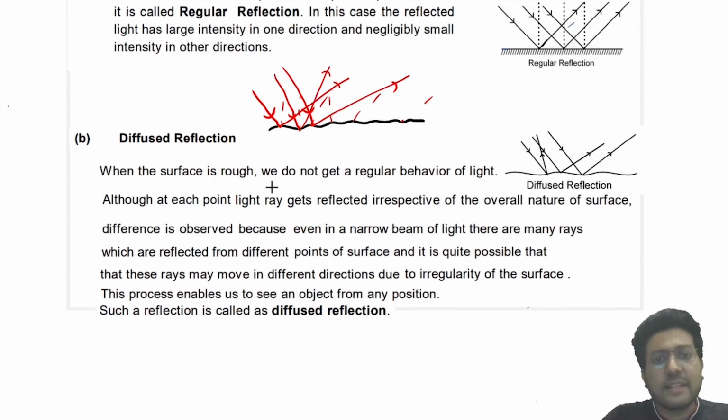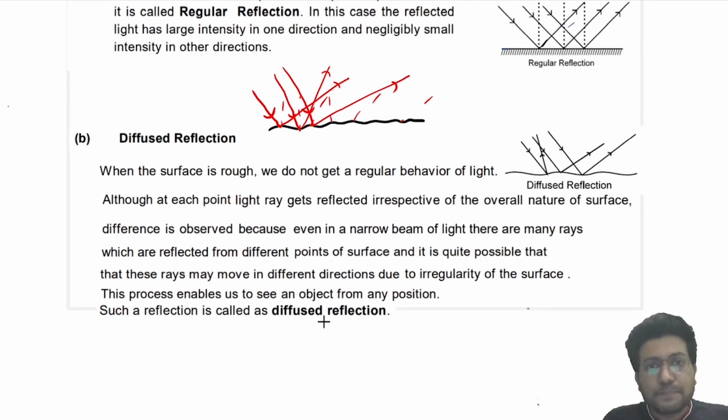So when the surface is rough, we do not get a regular behavior of light, although at each point the light ray gets reflected irrespective of the overall nature of the surface. The difference is observed because even in a narrow beam of light there are many rays reflected from different points of the surface, and every point has a normal in a different direction. These rays may move in different directions due to the irregularity of the surface. This process enables us to see an object from any position.